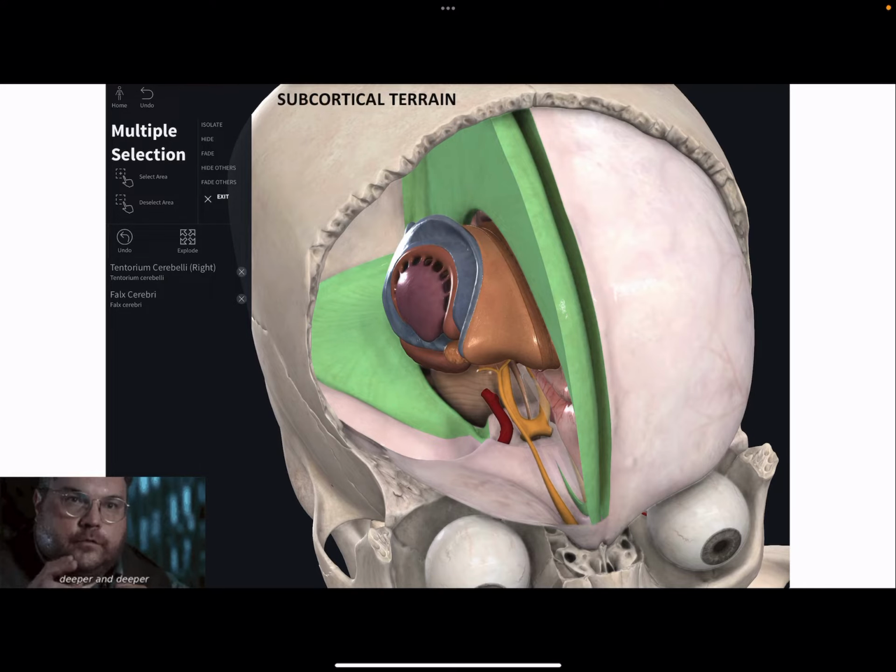Moving down into subcortical terrain. Again, we have the falx cerebri, we have the tentorium cerebelli, we have the corpus callosum, we have the ventricles, we have the basal ganglia. Here you can see a little bit of the hippocampus and the amygdala.